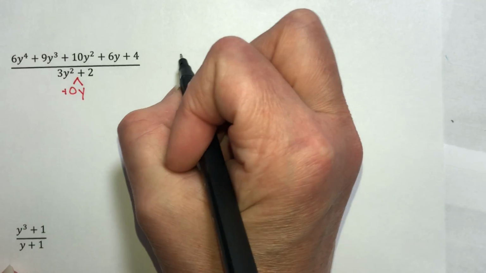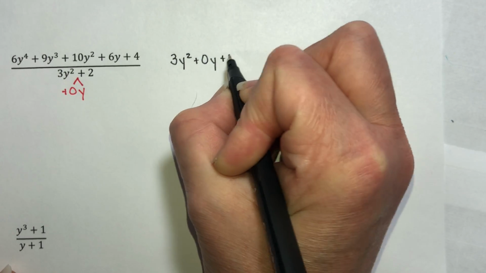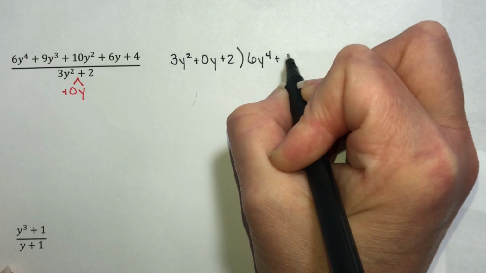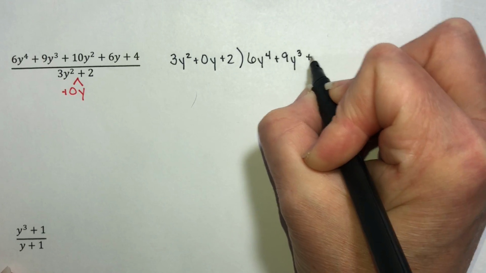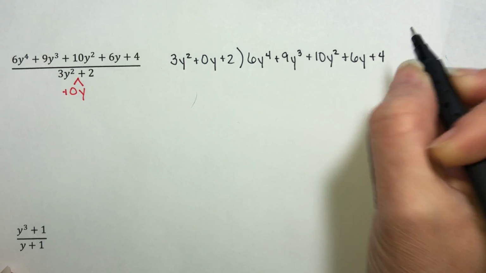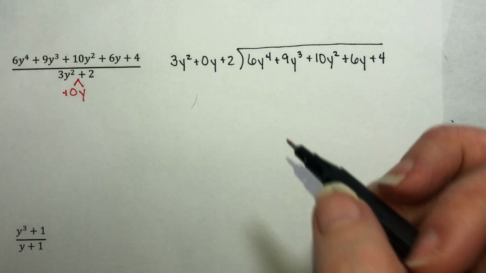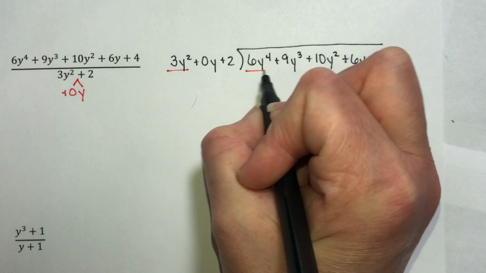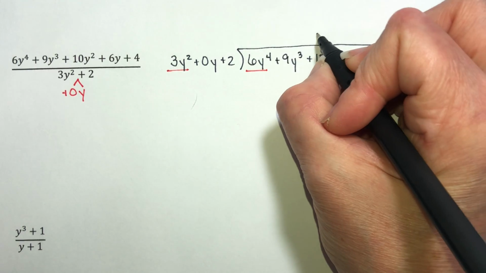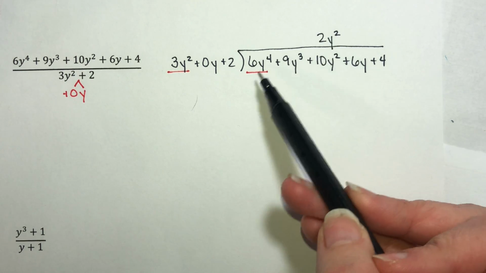Okay, so if I work this, I set it up 3y squared plus 0y plus 2 divided into 6y to the 4th plus 9y cubed plus 10y squared plus 6y plus 4. The process is just exactly the same as it has been. I want to make the 3y squared into a 6y to the 4th. So I'm going to need to multiply that by a 2y squared. Now take that 2y squared and distribute it through everything.